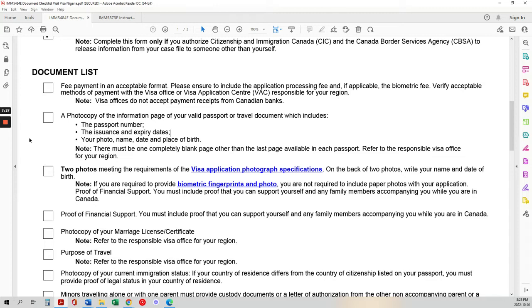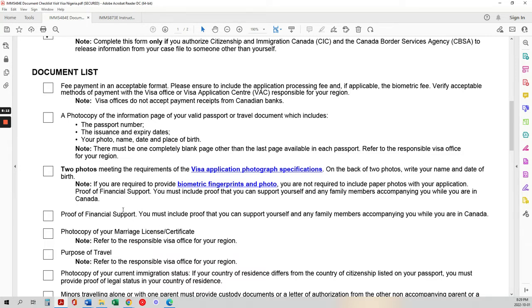If you are required to provide biometric fingerprints and a photo, you are not required to include paper photos for your application. Proof of financial support: you must include proof that you can support yourself and any family members accompanying you while you are in Canada. Again, we just spoke of it here. You must include the support of you and the accompanying people in Canada.